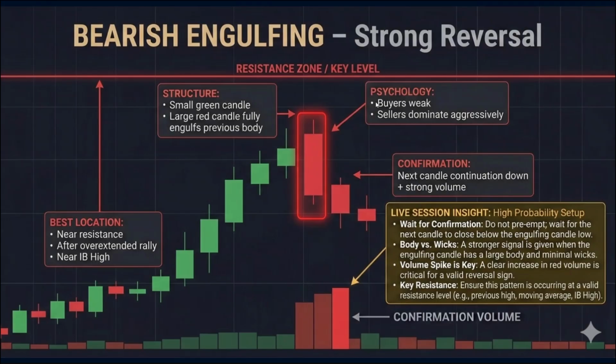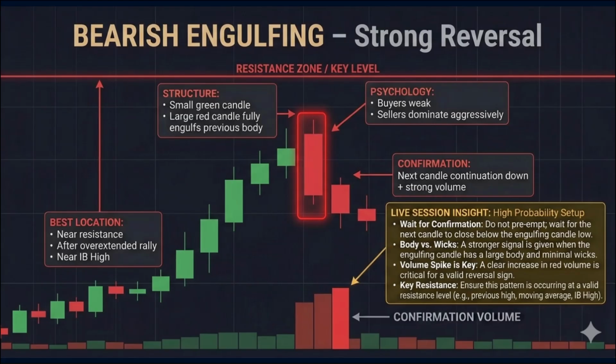Which is the bearish engulfing. Bearish engulfing means a strong reversal. This is completely opposite to the bullish engulfing. The bearish engulfing pattern is a strong signal that an uptrend is over, the buyers are losing momentum, and the sellers are taking charge.